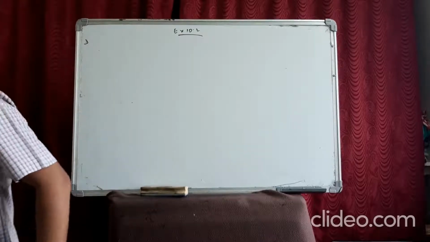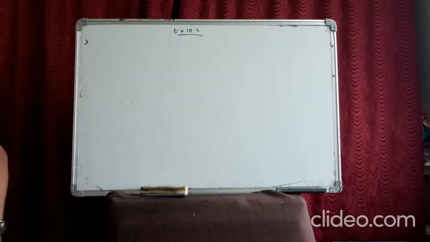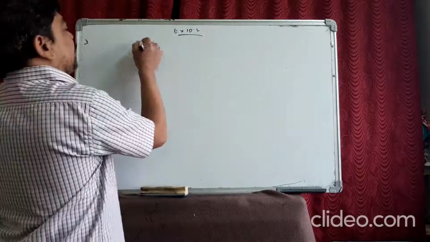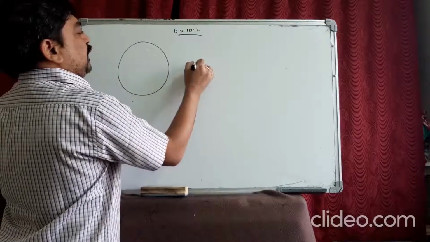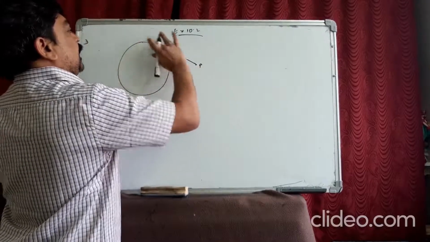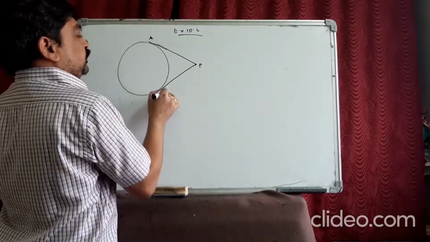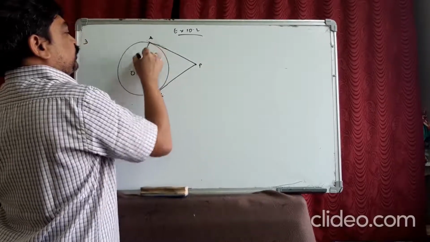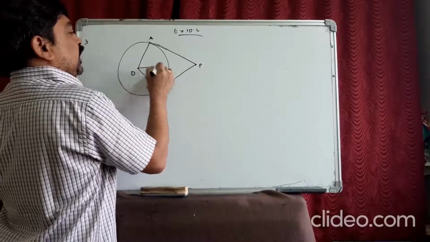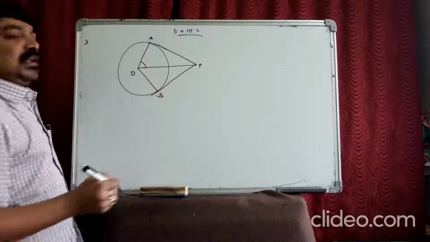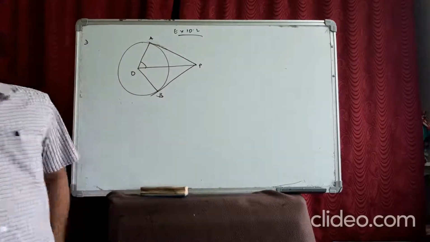Next question. Tangents PA and PB are drawn from a point P to the circle, inclined to each other at an angle of 80 degrees. Angle POA is equal to? See, tangents PA and PB are drawn. This is O. And they ask us to find angle POA. And the tangents are inclined at an angle of 80 degrees.